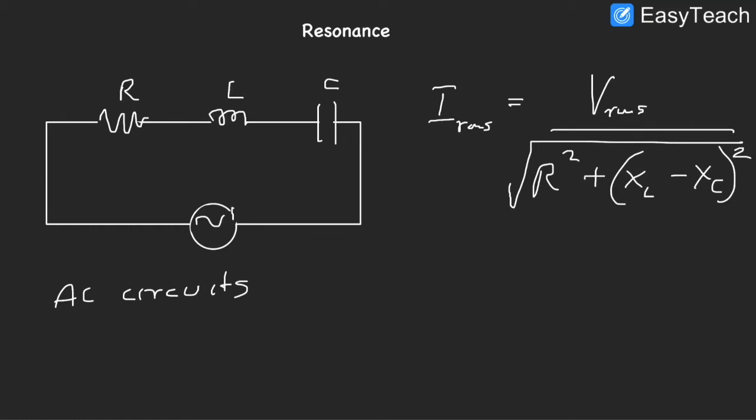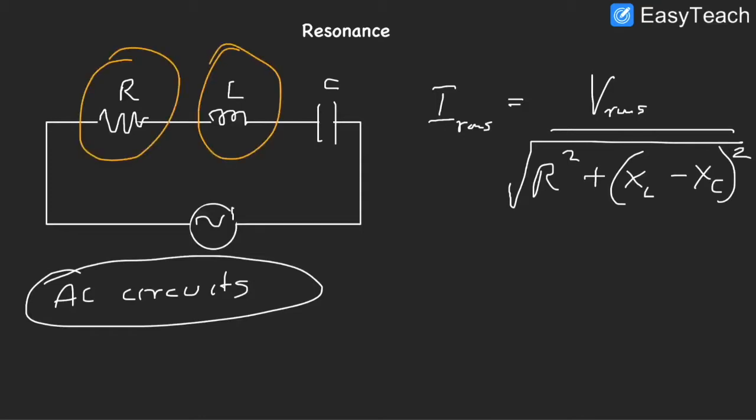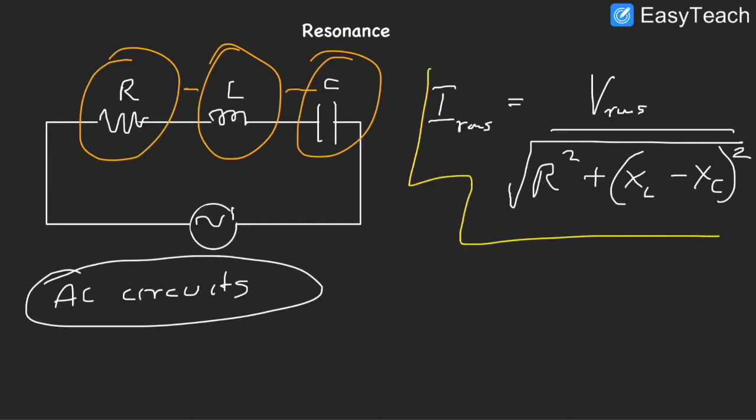Today we're going to look at resonance and we're going to look at it in AC circuits. So when you have elements of resistor, inductor and capacitor all connected in series, the current expression is given by this expression that I have right here. So your IRMS is equal to VRMS by the square root of resistance squared plus XL minus XC squared.